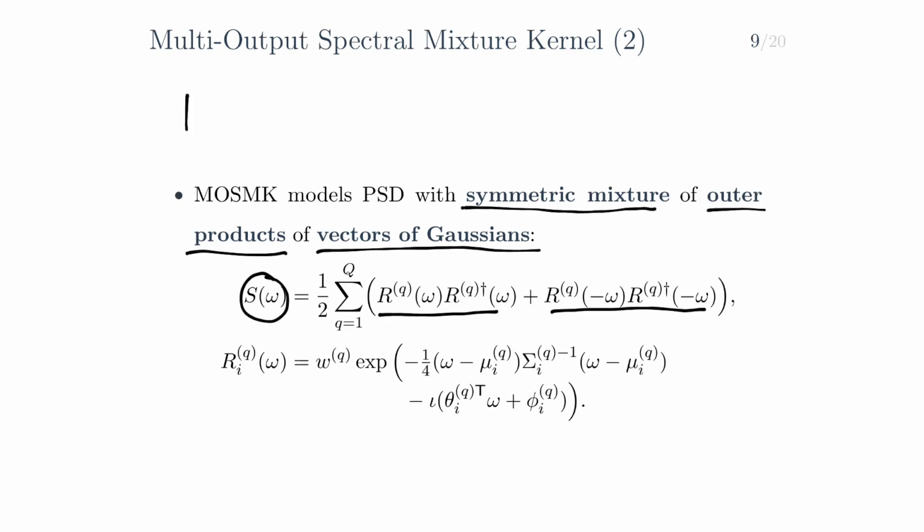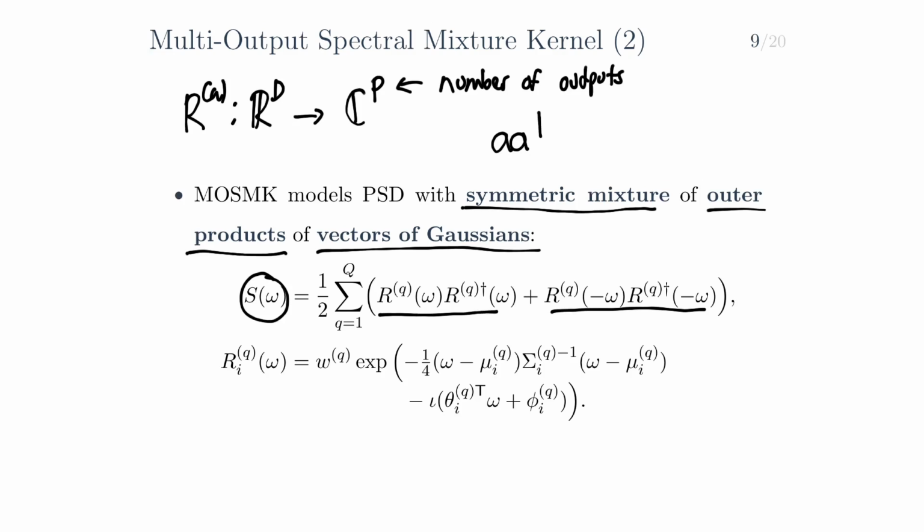Here, this function R_q is, as I said, a complex vector-valued function that takes us from the input space R^D, that's D, to the space of p-dimensional complex vectors, where p is the number of outputs. Recall that if we have a complex vector a, and we multiply it by its conjugate transpose, then the result is always positive definite. Therefore, this guy is positive definite, this guy is positive definite, and so the power spectral density is positive definite, as required. That it's symmetric is also clearly the case.